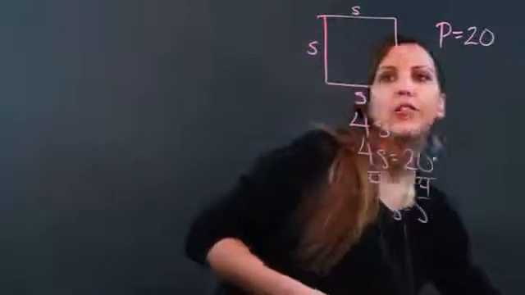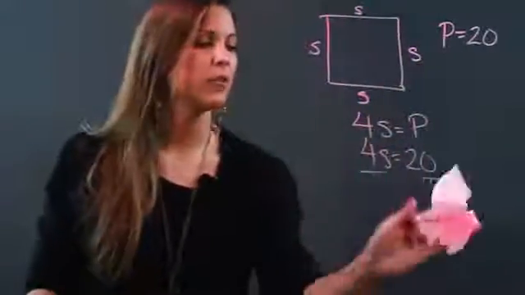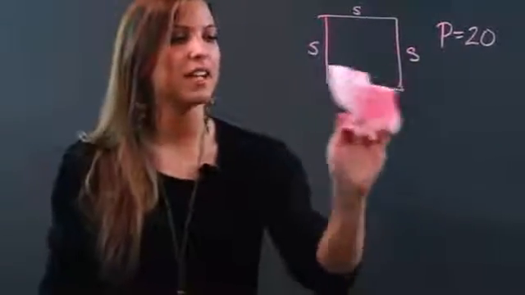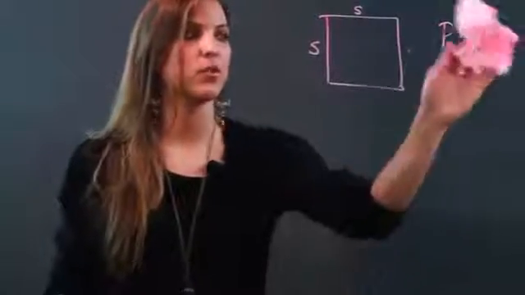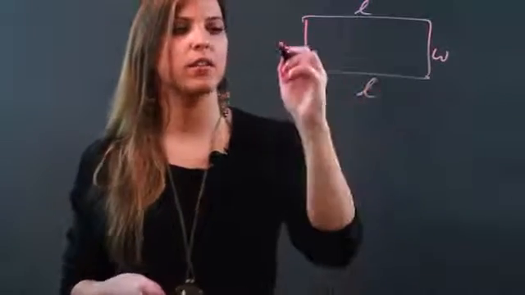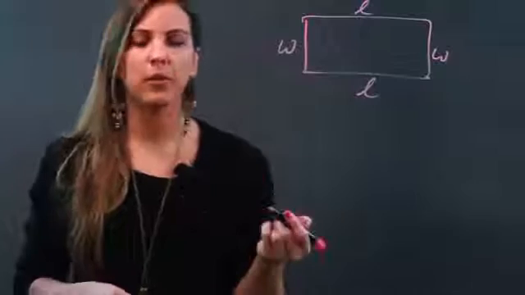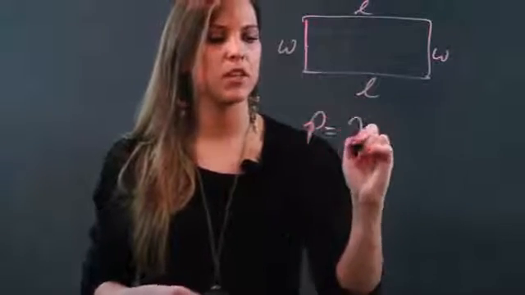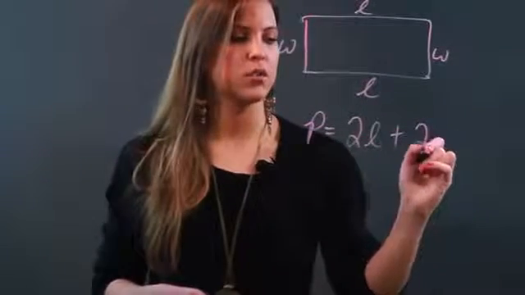However, if you are given a rectangle, then the sides are not necessarily the same. So you are going to need either the length or width to figure this out. So if you're given a rectangle, and let's say again you're given that the perimeter is 20, we would label this L and this W, and this is also L and this is also W. So now my perimeter equation is P equals 2L plus 2W.